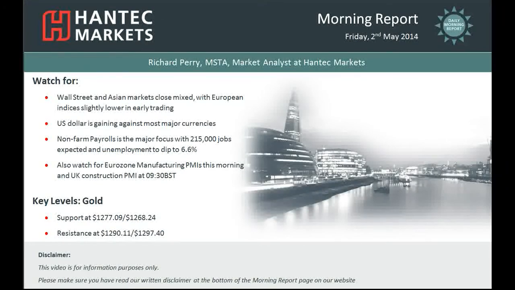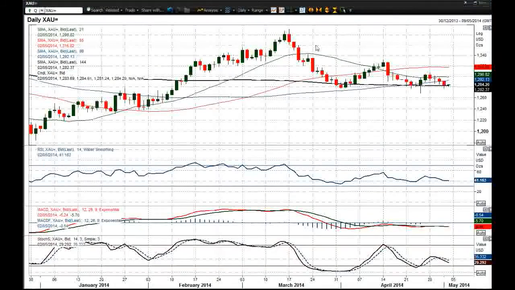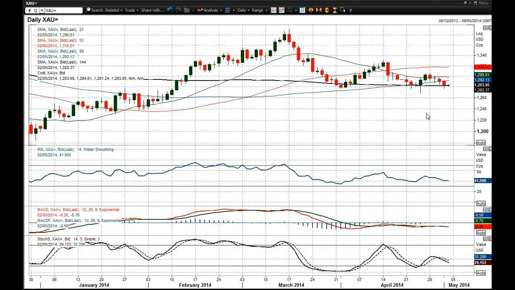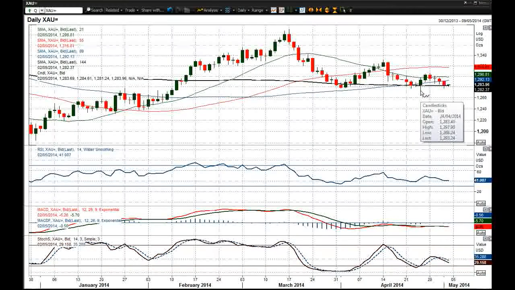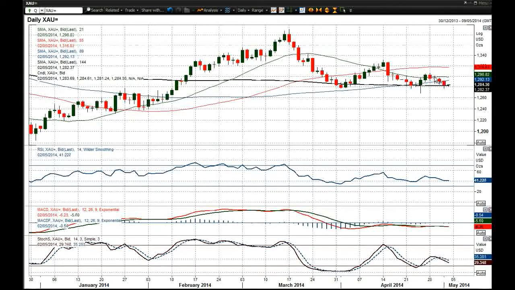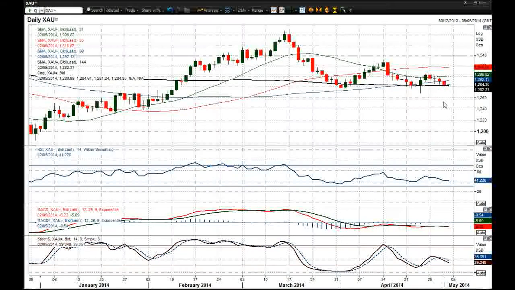The final chart I'm going to look at today is gold, and the gold price has continued in the last few days to fall away. It continues to basically negate the bullish sentiment that we had on the back of that bullish one-day reversal last Thursday, as this drift lower has continued.